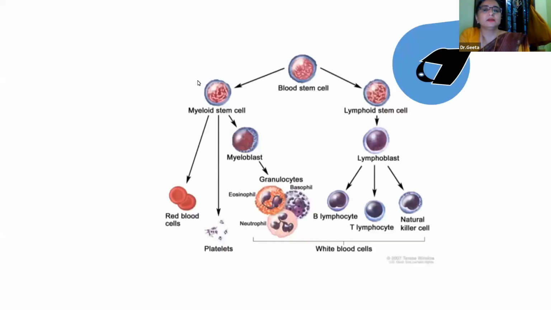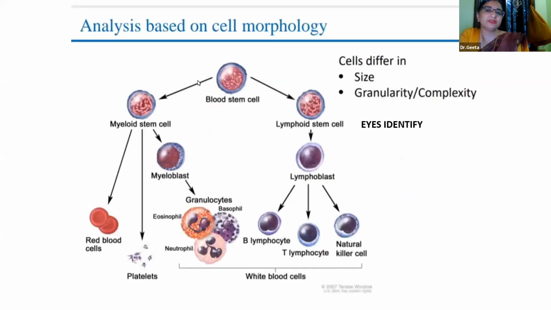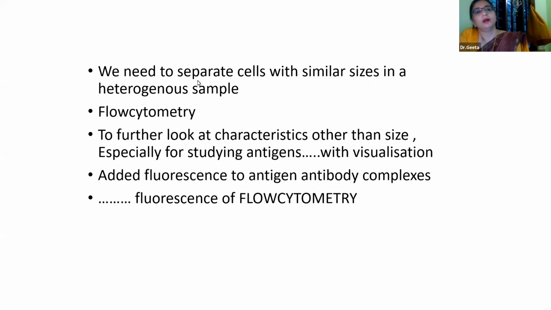So these are the normal hematopoietic cells, which are easily identified. They differ in size, granularity and complexity. Therefore, we are able to differentiate them well using a simple forward and side scatter as I've described. But now if we want to go on and study them in detail, one good method is to study the antigens present on each cell.